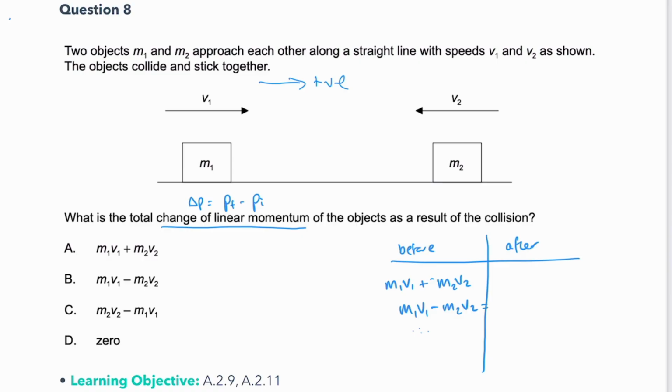The momentum after is m1 plus m2, and they both move off at a speed that we don't know. We'll just call that v. So this is final momentum, this is initial momentum, and by the law of conservation of momentum, pi equals pf. So if we do pf minus pi, and they're equal to each other, then it's 0. The change of linear momentum as a result of this collision is 0.